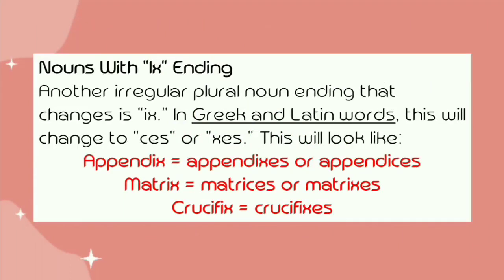Nouns with ix endings. Another irregular plural noun ending that changes is ix. In Greek and Latin words, this will change to ces or xes. This will look like appendix will be appendices or appendixes. Matrix will be matrices or matrixes. Crucifix will be crucifixes.